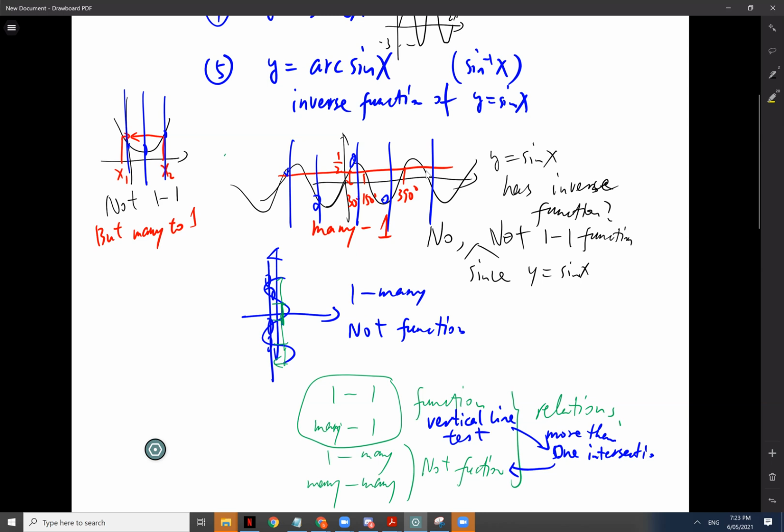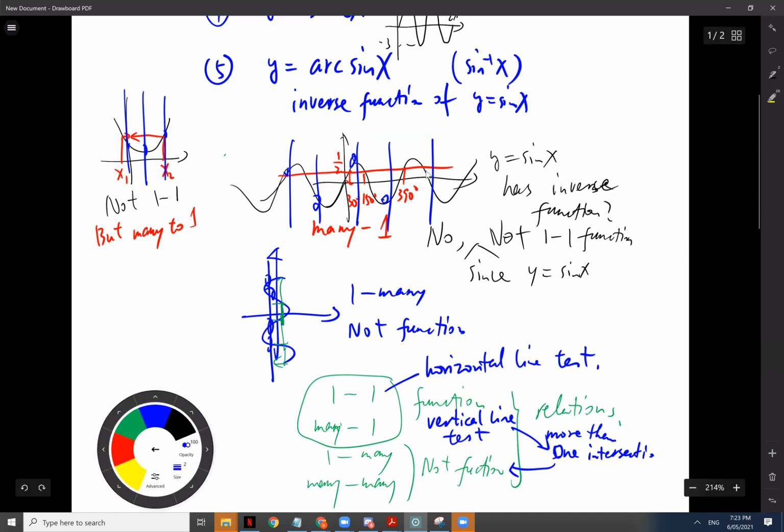If it's already a function, we use the horizontal line test. Like this one, with the horizontal line test, it has so many intersections, so it's not a one-to-one function. If only one intersection, you get one-to-one. If it's more than one intersection, it is a many to one function.